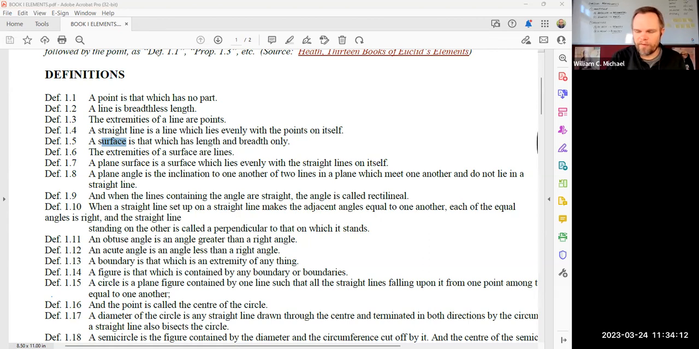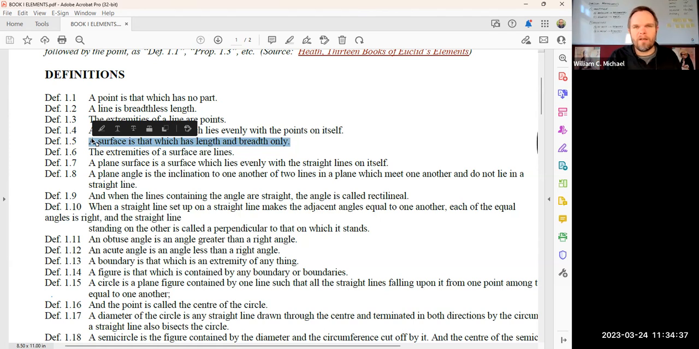Definition five, a surface is that which has length and breadth only. Sorry. A surface is that which has length, like a line, but it also has breadth. So it's long and wide. So as a symbol, again, this is a symbol.